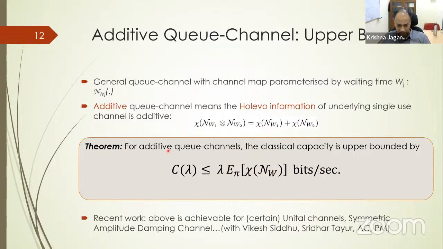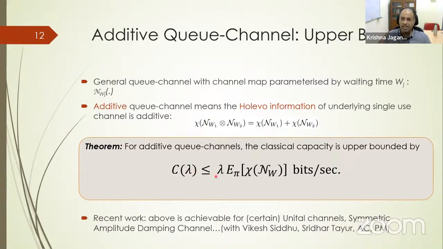In recent work, we have shown achievability for some specific channel models, including the symmetric amplitude damping channel and a broad class of channels known as unital channels. Unital channels are channels for which the state I/2, the maximally mixed state, is always preserved. So if you send I/2 into this N operator, you get I/2 with probability 1. For those channels, of course, they're all additive, so this theorem holds, but we have also shown achievability.